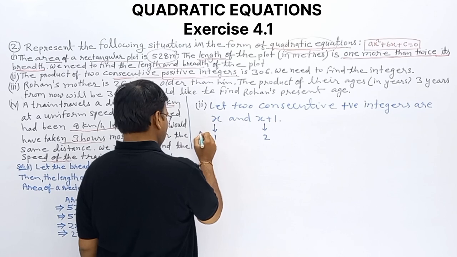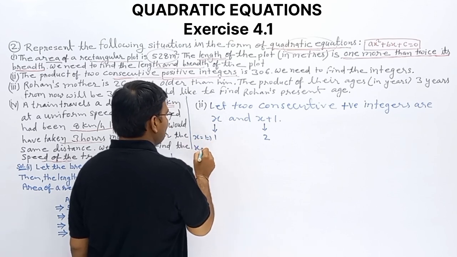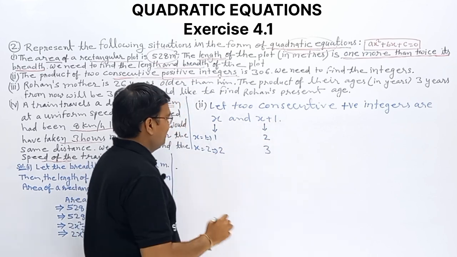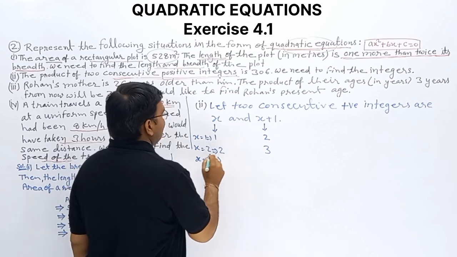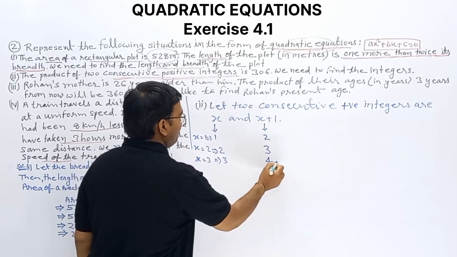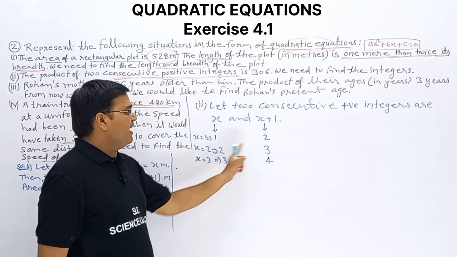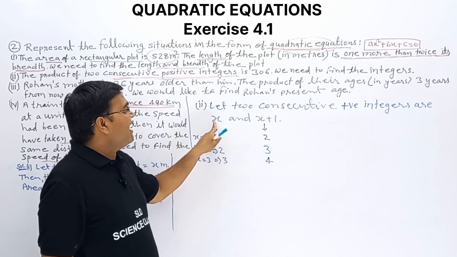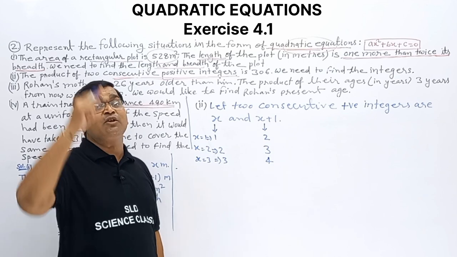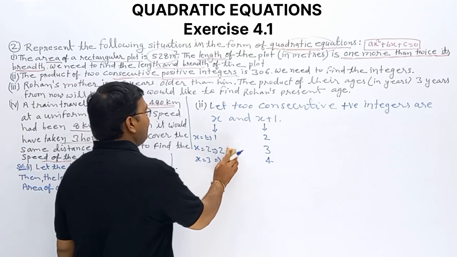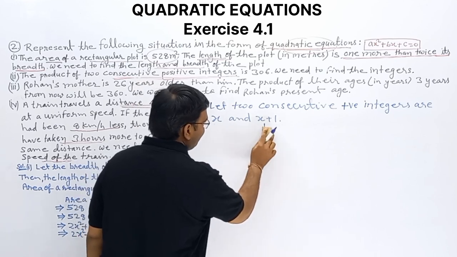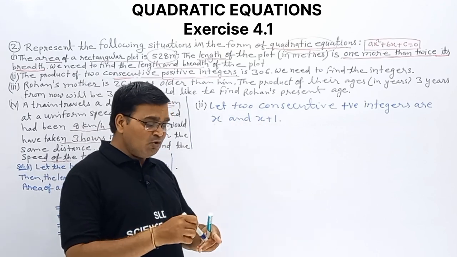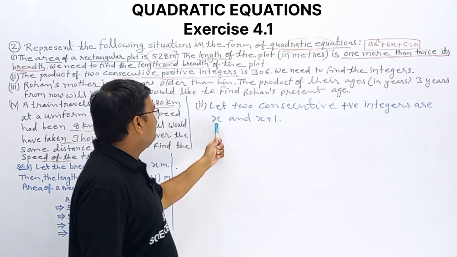If x equal to 1, we are getting this one. If x equal to 2, then x plus 1 is 2 plus 1, 3. If x equal to 3, 3 plus 1, 4. It means 1 and 2, 2 and 3, 3 and 4. So this assumption is correct. x and x plus 1 are consecutive positive integers. Clear? Whatever two numbers we assumed, x and x plus 1, why? Because we don't know the two numbers.